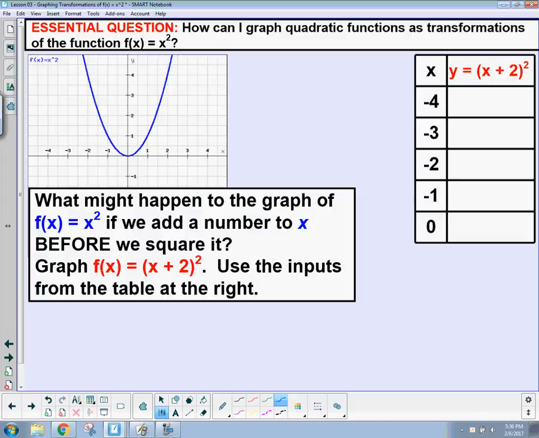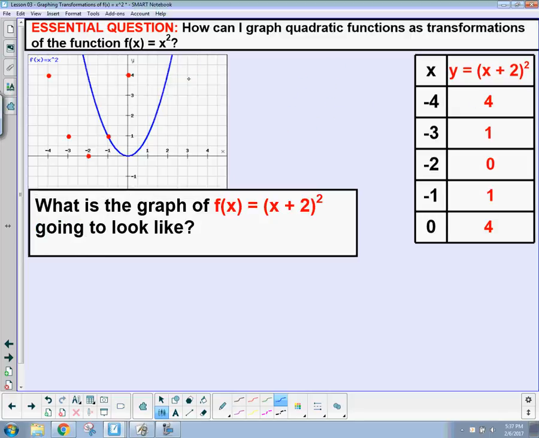Let's see here. Plus 2. What do you think is going to happen here? Before we were saying going up and down 2. Let's figure out what's going to happen now. Go ahead and take the time to plug in your values. So -4 plus 2 is going to be -2 squared. We get 4. Okay, and this is our parent function in blue. It's not going to move. Get your points.